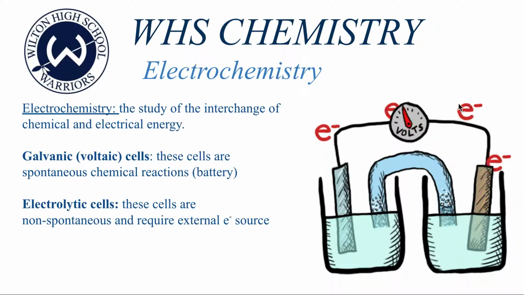Hi guys, in this video we're going to be talking about electrochemistry. Electrochemistry is defined as the study of the interchange of chemical and electrical energy. The two types of cells that we're going to learn about a lot are galvanic or voltaic cells, which are spontaneous chemical reactions, otherwise known as a battery, and electrolytic cells, which are non-spontaneous and require external electrical sources to get them started.